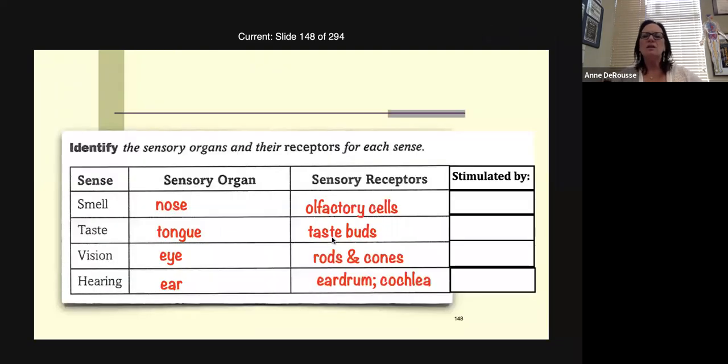Now, do you remember in your homework, you had a page that looked like this? You had to come up with the sensory organ and the receptors. What I want you to get at the end of this keynote is the relationship between the sense organ, the sensory receptors, and what they're stimulated by. You don't have to know all the different parts of the tongue or the ear. I just want this to be a complete picture for how something goes from stimulus to response. And I thought it would be cool for you to see how these work.